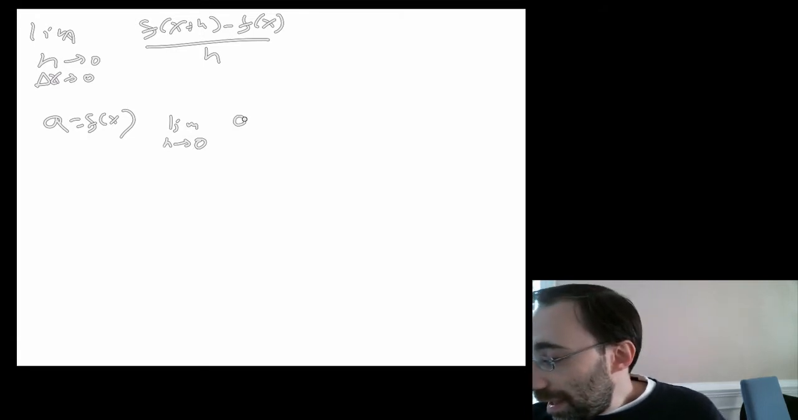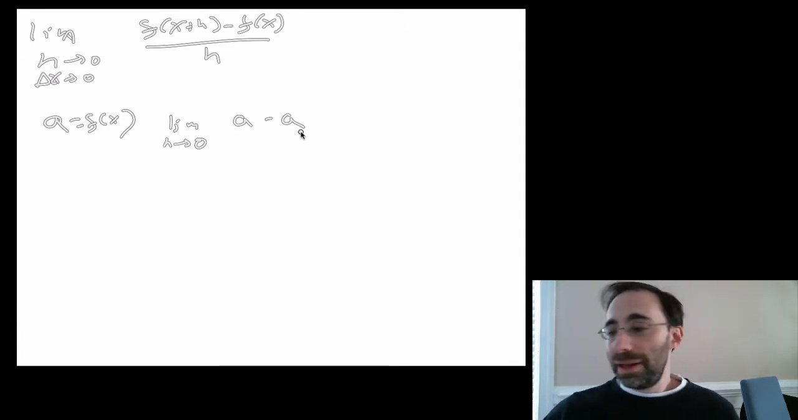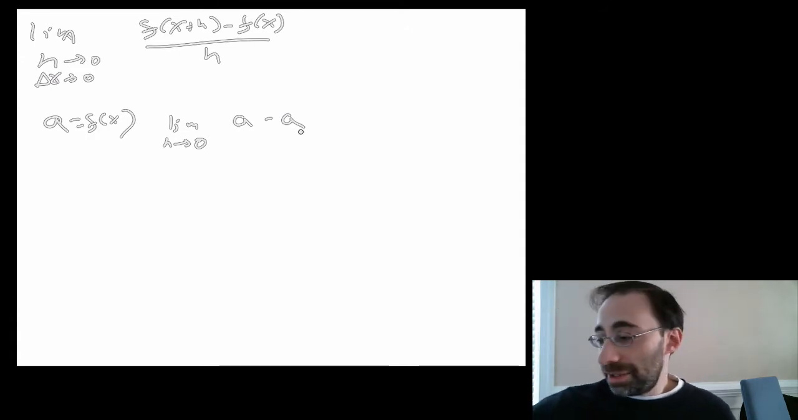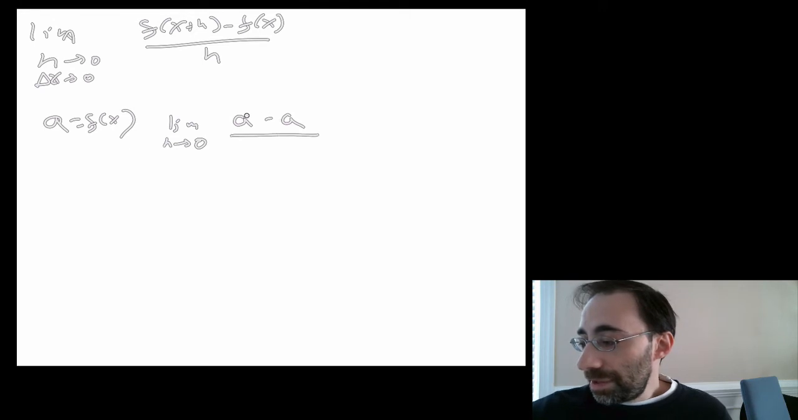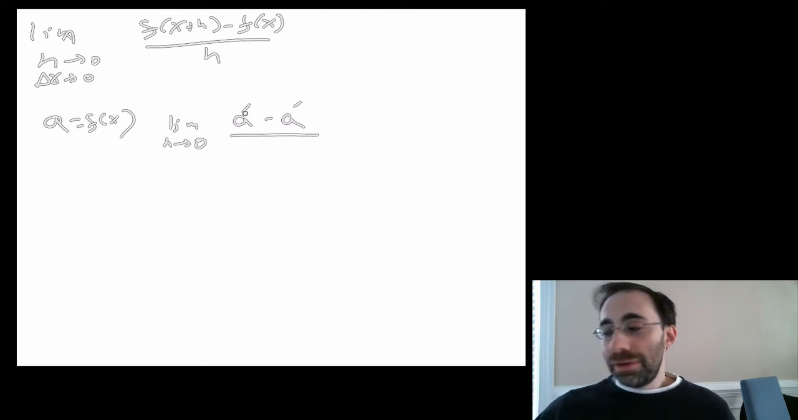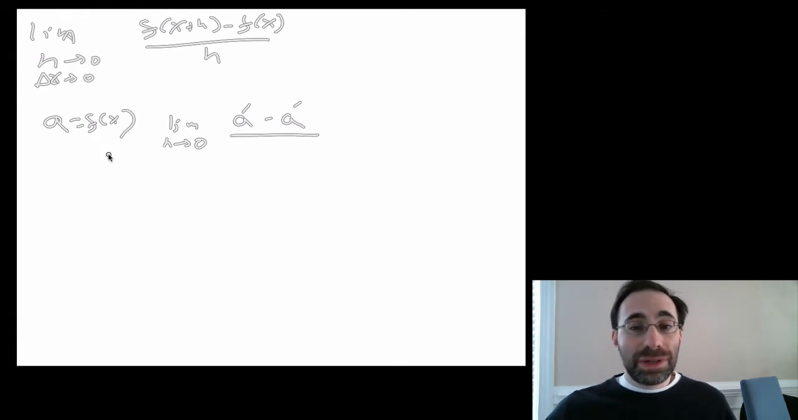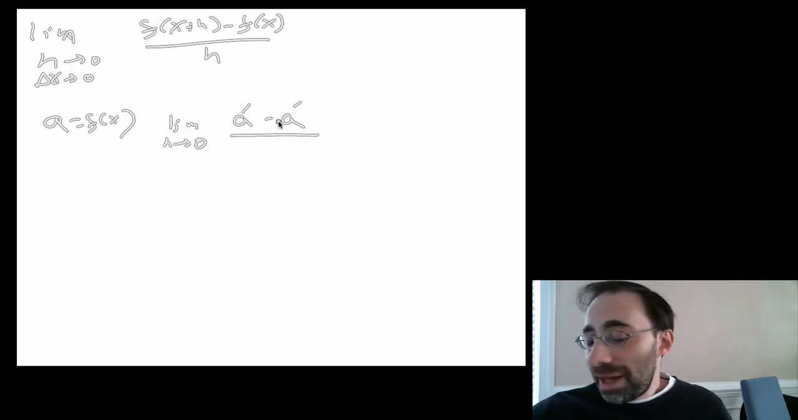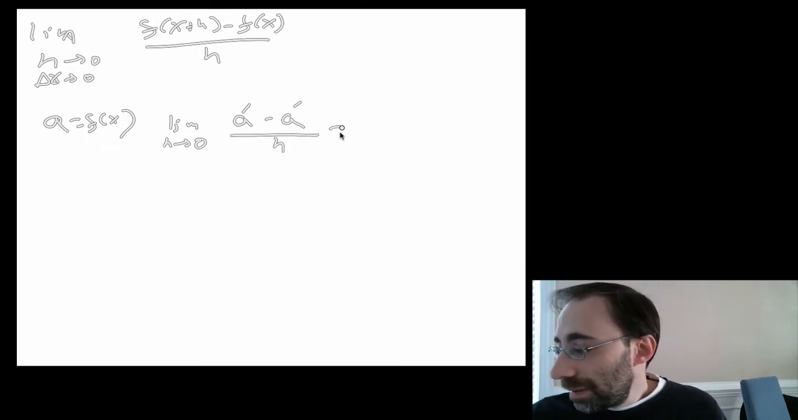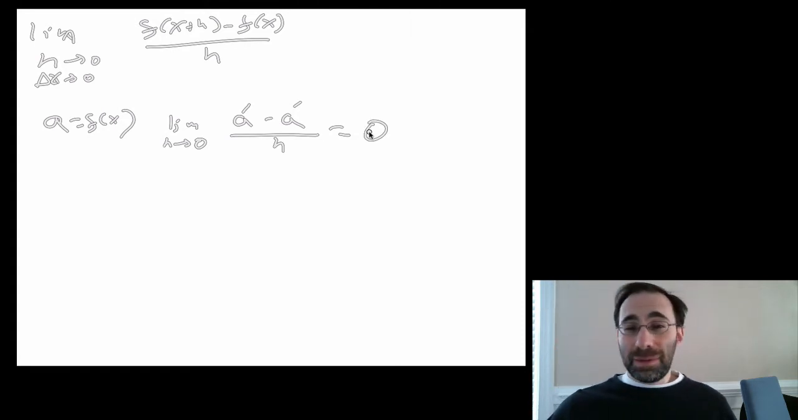of a minus a. Now, why are they both a? Well, f of x is a, so the second one's definitely a. What about the first one? Well, f of any x is a, therefore f of x plus h is also a. So they're both a, divided by h. That's 0 for any h, so the limit is irrelevant. And you get the derivative of a constant is 0.